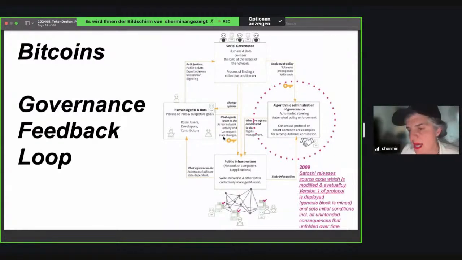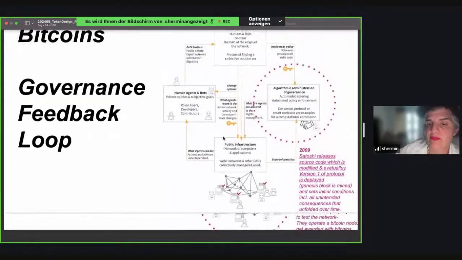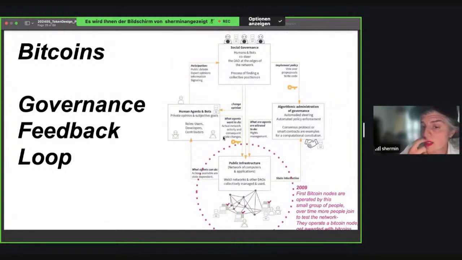So the Genesis block was mined, and this Genesis block and this initial code, this algorithmic administration of governance, really set the initial conditions, including all the unintended consequences, which we will analyze now, that unfolded over time. This protocol was downloaded by the first participating node operators, and they started to mine Bitcoins. People were sending Bitcoins from one wallet to another. The group was really small and started to test the network, and the assumptions worked.